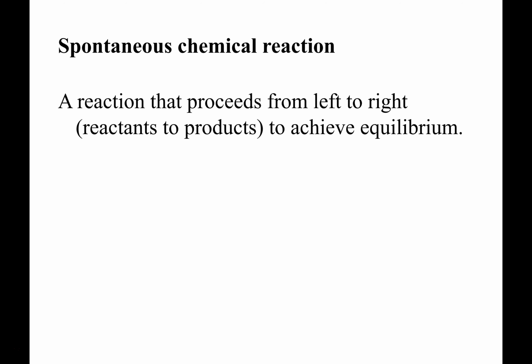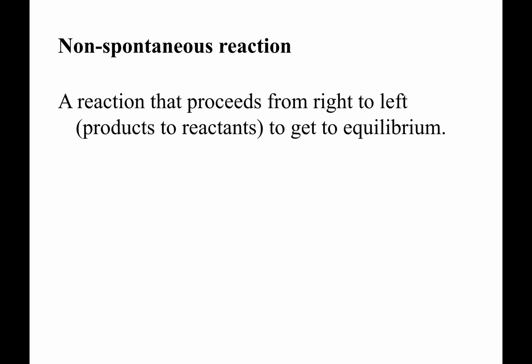So what is spontaneity? In general, I'll put an R for reactants and a P for products here, from left to right. Spontaneity means that your reaction is going to proceed from left to right. It's going to proceed from reactants to products if it's spontaneous. Check this out then. Non-spontaneous means that it won't. But in order to get it to go, all we would have to do is take my P, go back to my R.